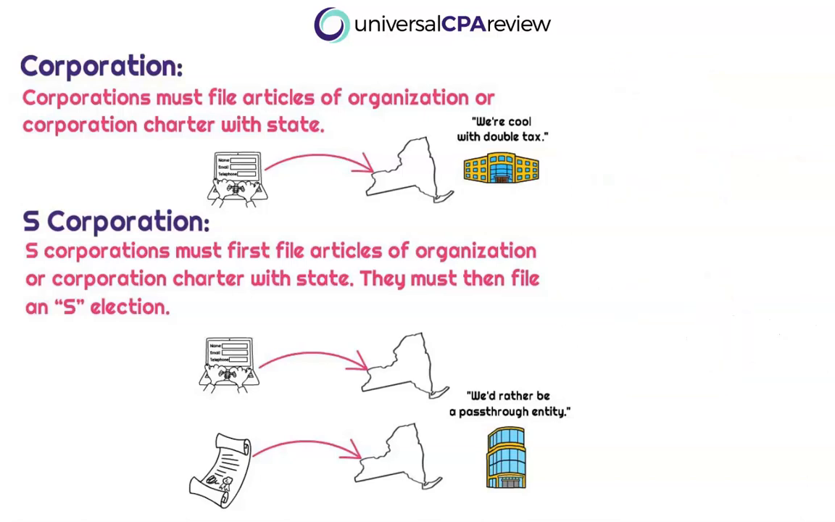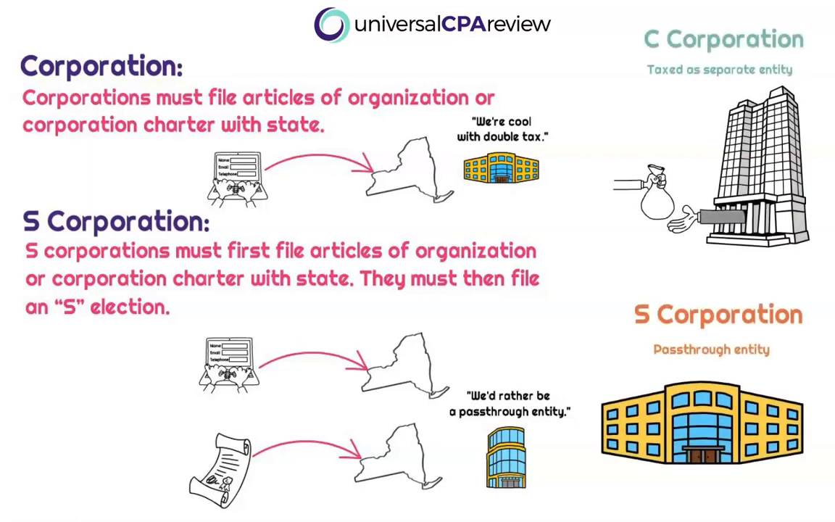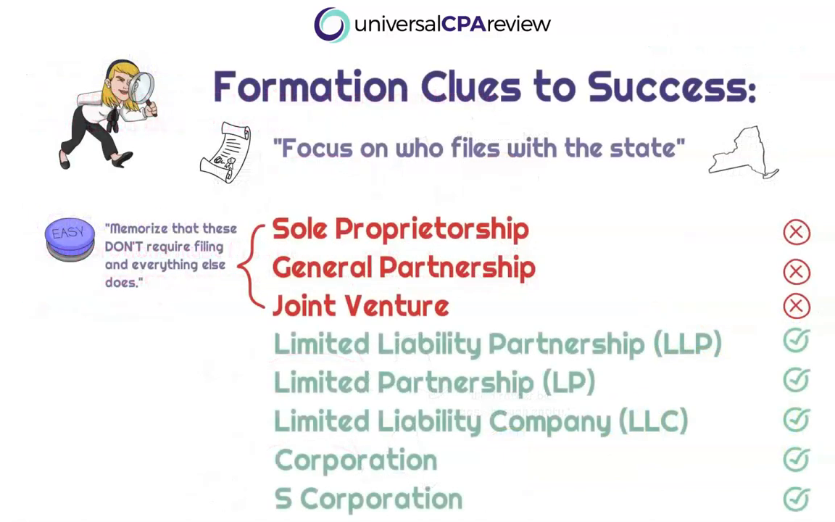The only difference is, as we remember, we are going to start by filing a corporation, which will generally be a C corporation, but in order to be an S corporation, the company must also elect S status. C corporations are going to be double taxed as separate entities, whereas S corporations will be treated as a pass-through entity.